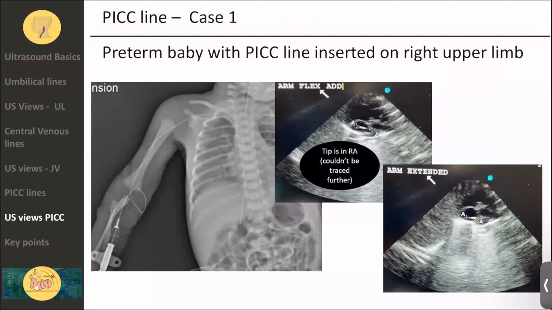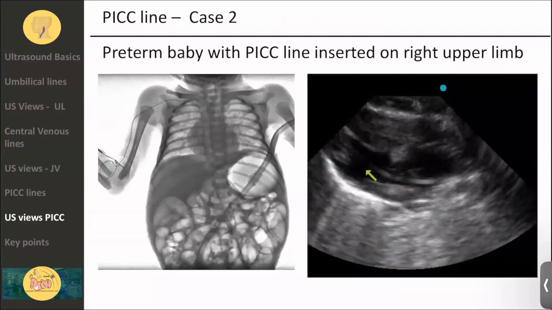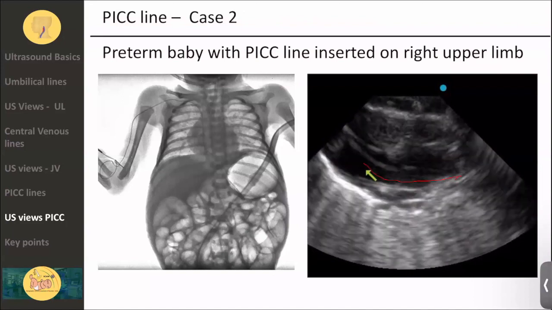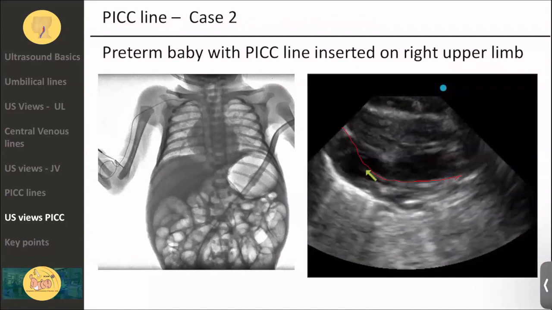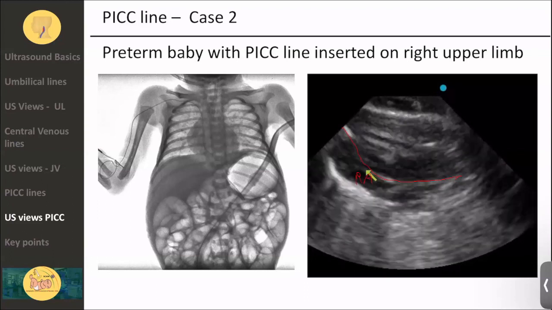Okay, so this was the line which was put from the arm. Obviously, the line is quite deep, right? But here you can see that this is the superior vena cava. It is going into the RA. So we can take it out. So this was the PICC line. You can see how the line is going. And remember that the PICC line goes in this direction from RA to the RV.